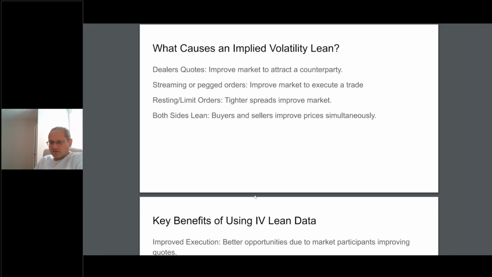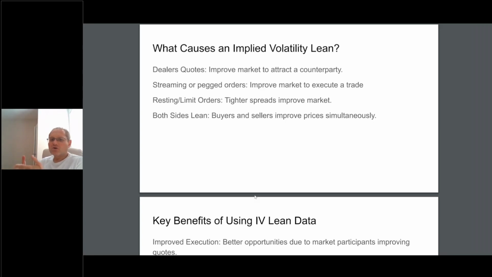It could also be a resting order, limit order. Let's say you have a market where there's a bid of $1, an ask of $1.20, and somebody places a limit order at $1.15 or $1.10. Well, that's a resting order, but it tightens up the market on one side, the ask side. Or you could go the other way, tighten up the market on the bid side. And it'll be a resting order, but because it tightens up the bid-ask quote, it'll look like an implied volatility lien, right?